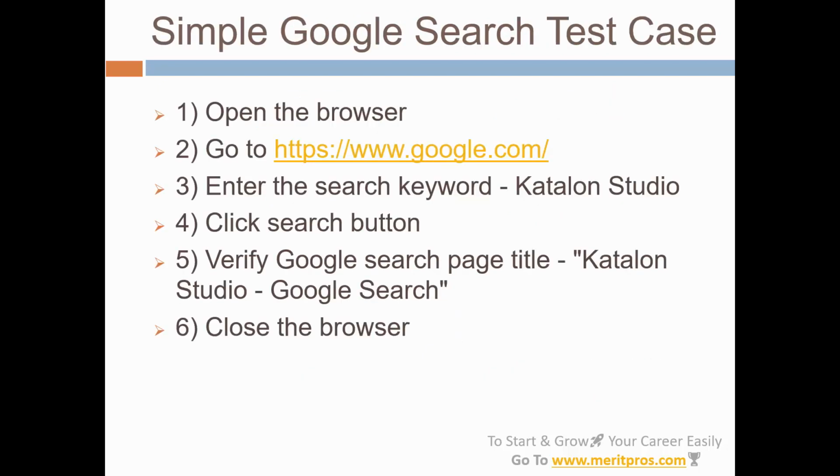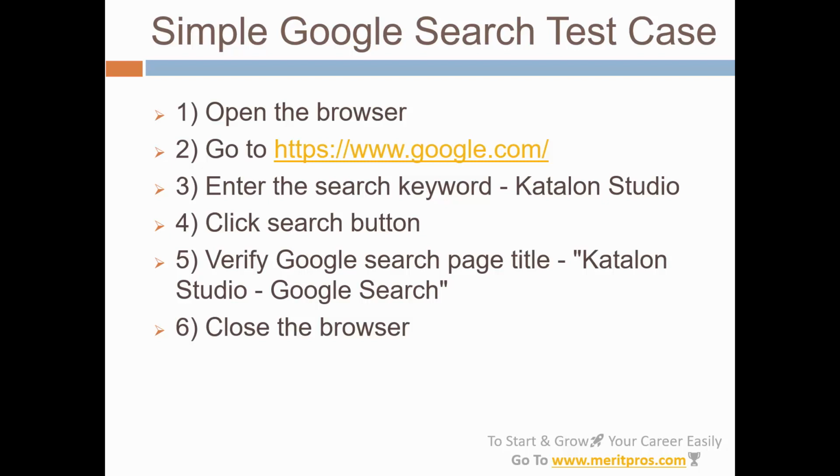Okay, let's get started with simple Google search test case. This is the test case we are going to do. These are the test steps. Open the browser, then go to google.com, then search for Katalon Studio, then verify the search page. So we are going to verify the search page title, then close the browser. So let's do these steps manually.